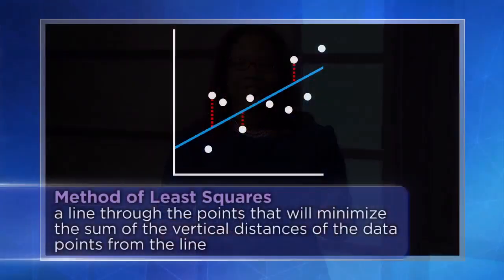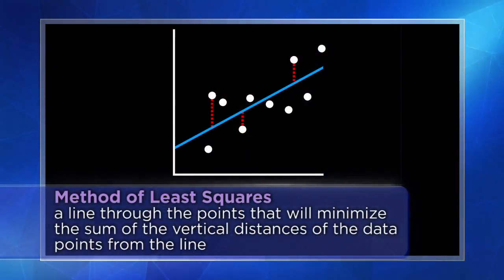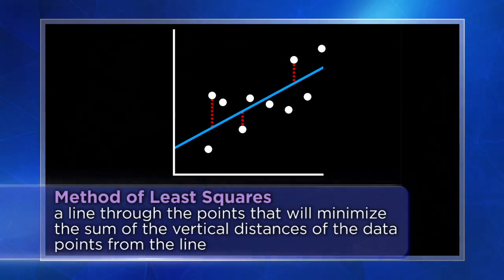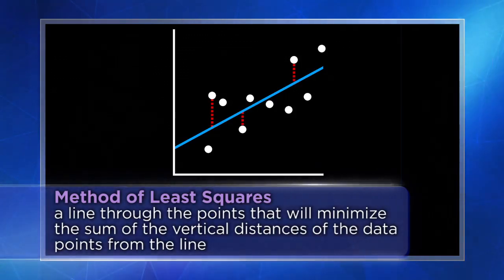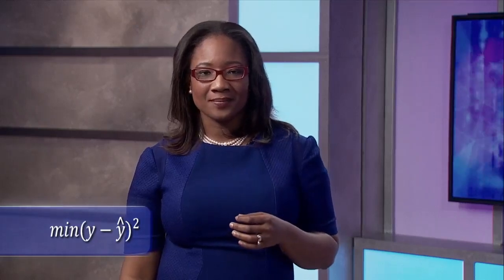Now, the way that we estimate our model parameters is through the method of least squares. So this is going to allow us to fit the line through the points that's going to minimize the sum of the vertical distances from the point to our regression line. Okay? So we're going to minimize y minus y hat quantity squared.